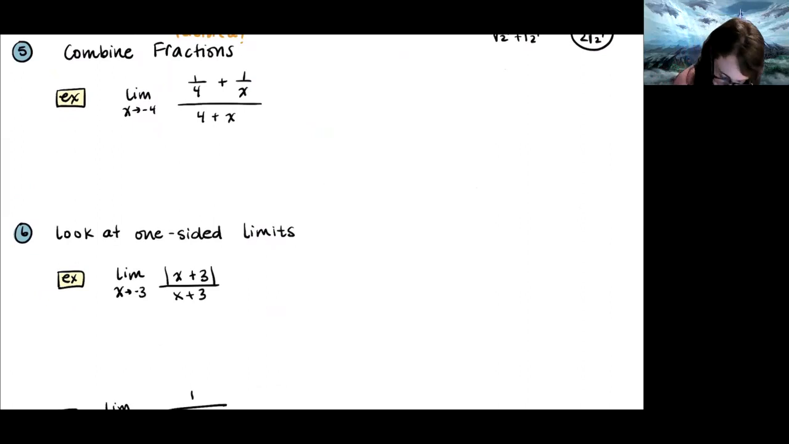Okay, so I guess we should always try direct substitution first. So let's do that. 1/4 plus 1 over negative 4 over 4 minus 4. 1/4 plus negative 1/4, basically that's 0. Okay, so 0 over 0.